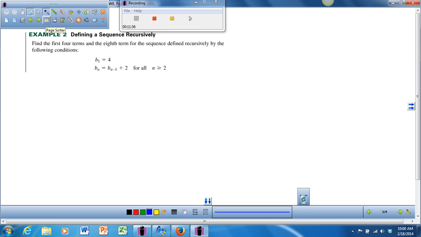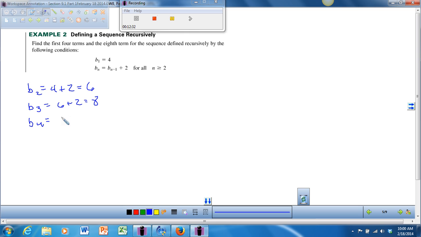Example 2, defining a sequence recursively. So the first one we did was explicit. Notice in this one, our b sub n, they need to give us a starting value, and they need to give us a recursive definition. B sub n is b sub n minus 1 plus 2. So if I want b sub 2, I'll take my previous term, which is b sub 1, which is 4, plus 2 gives me 6. B sub 3, 6 plus 2 is 8. B sub 4, and so on, is 8 plus 2, which is 10.